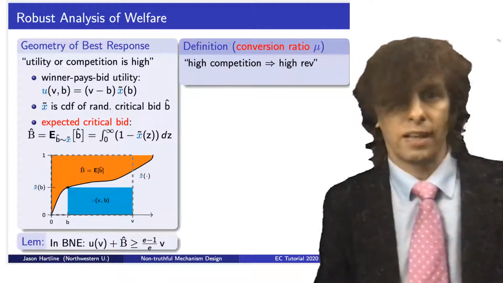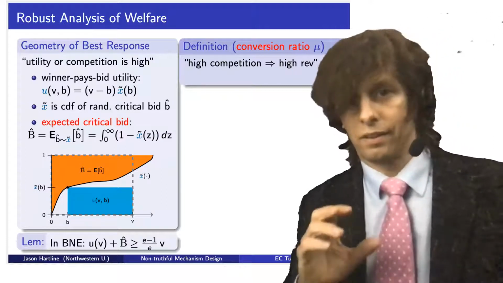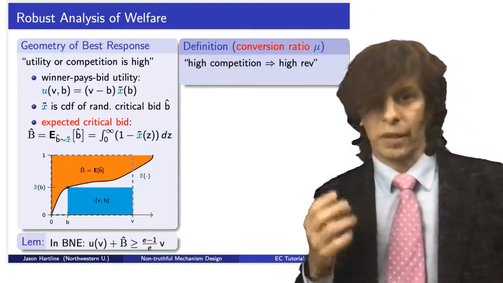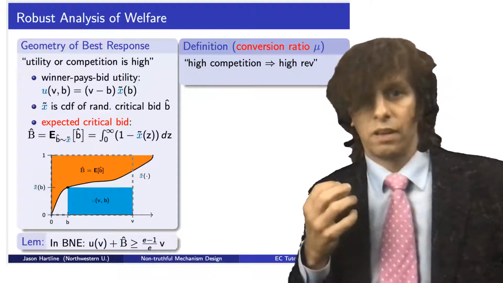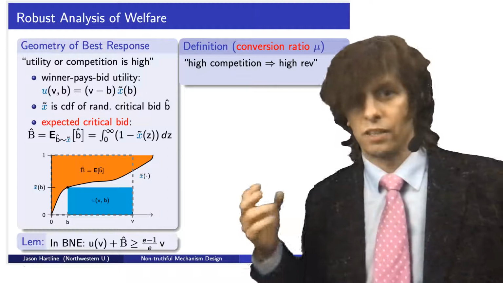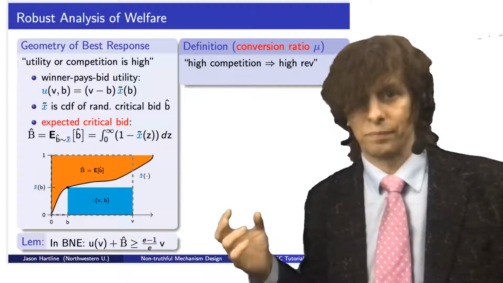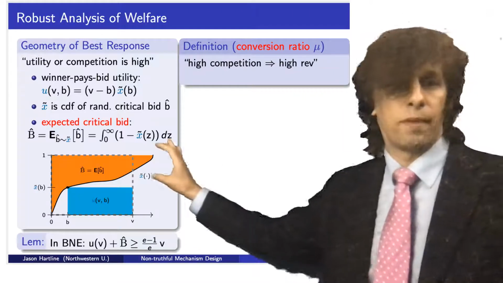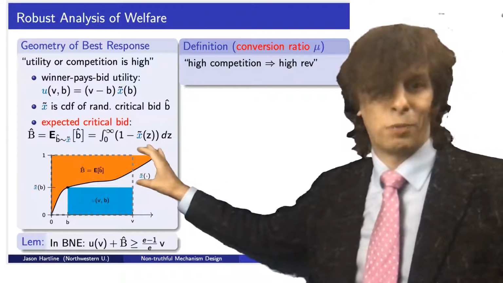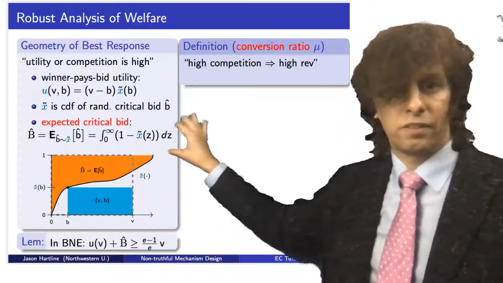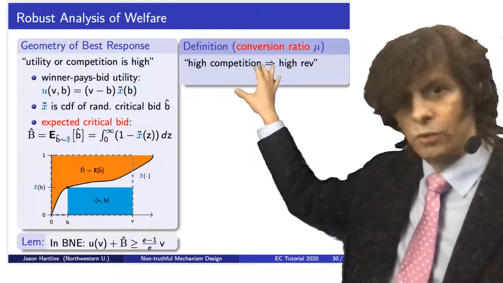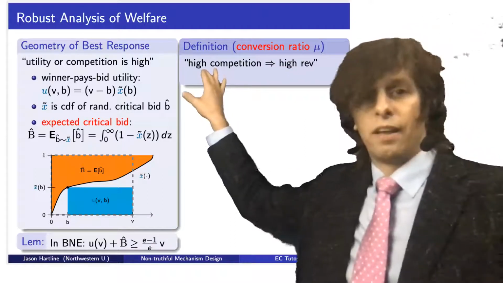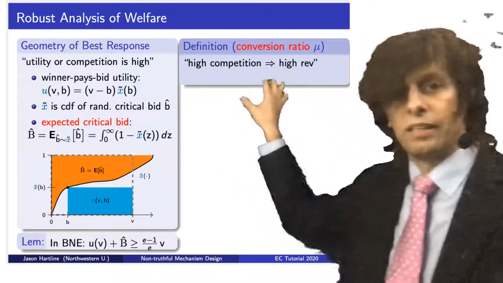Cool. The next thing I wanted to talk about is a quantity I call the conversion ratio. This is the extent to which a mechanism converts competition into revenue. Okay, and again, competition is this B hat, the expected critical bid the agent faces. So this conversion ratio, which we'll call mu, is going to quantify the extent to which, if agents face high competition, it leads to high revenue.